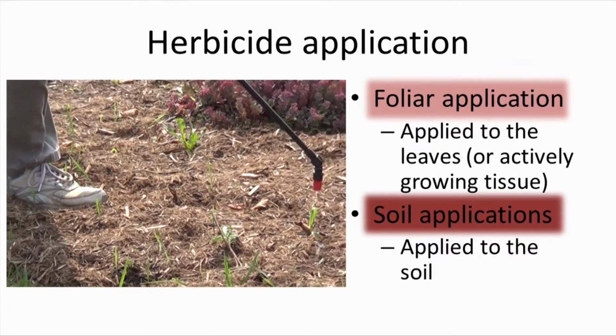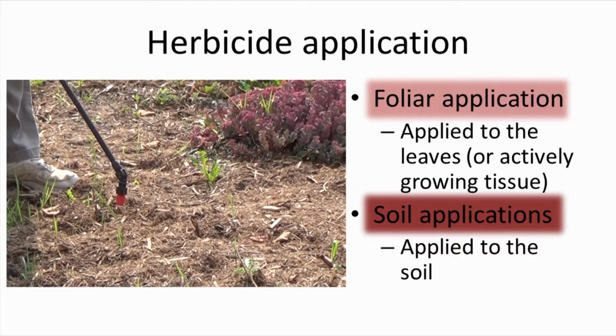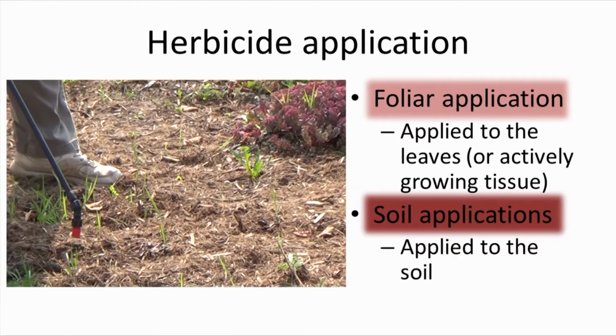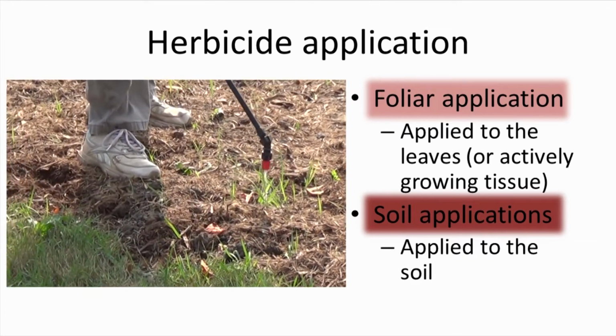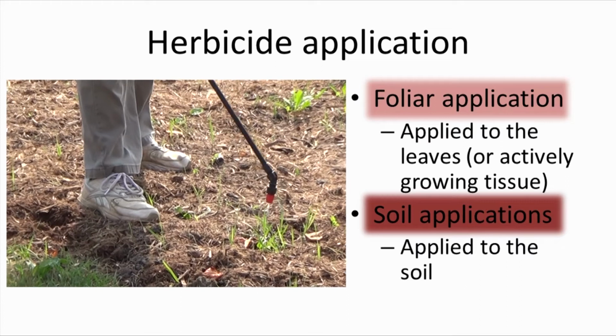For herbicides available to homeowners, products are either applied to the ground, as with pre-emergent herbicides to prevent seeds from germinating, or they are foliar applications to the leaves or above ground tissues and absorbed into the plant.